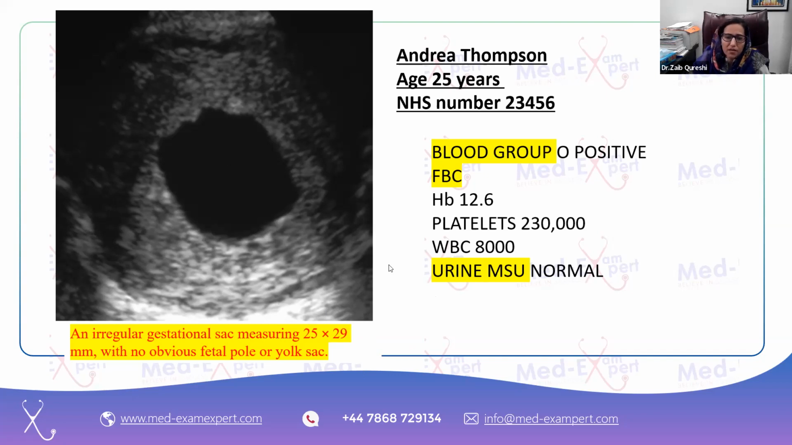But you can go for a second scan if the sac is regular and if the sac is less than 25 millimeter, according to the NICE guideline. It is more than 25 into 29, so I'm afraid it is not going to change the outcome, even if you give the second scan option. According to the NICE guideline, if the sac size is less than 25 then you have to offer a second scan, because then there is a possibility that the fetal pole might come. Anything can happen.